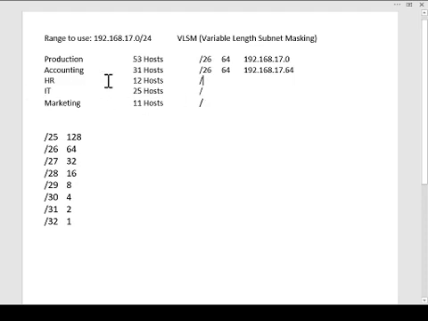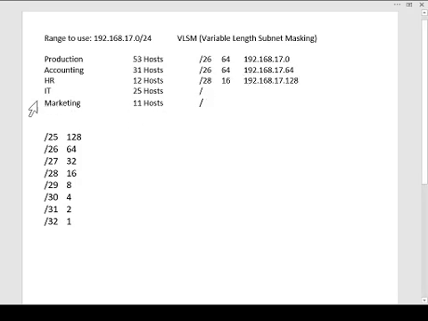Now, human resources needs only 12 hosts. We come down here, and the only one that's going to work here is going to be a /28, giving us 16 IP addresses. So remember, we went up by 64 previously. So we're going to be at 192.168.17.128.